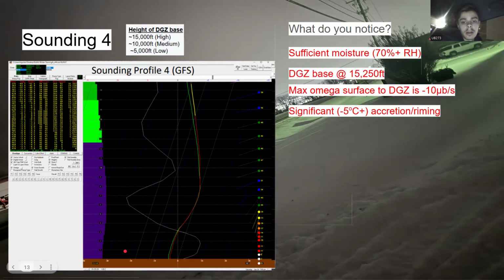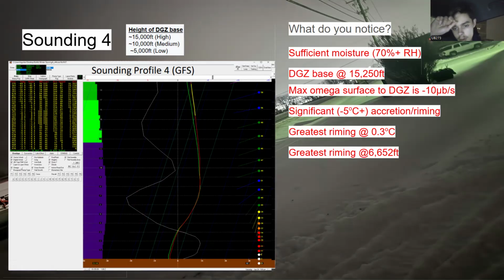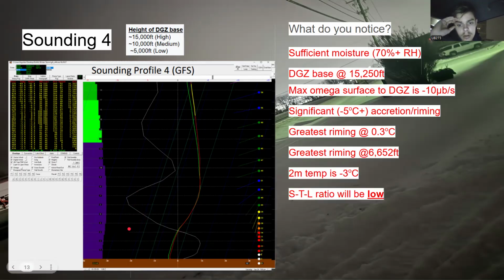And then significant accretion or riming, greatest riming at 0.3 degrees Celsius. Snow to liquid ratio is going to be low this time. And snowfall, like I mentioned, is going to be high. But one reason why the snow to liquid ratio is low is because it's so close to this. The closer it is to this, the lower.